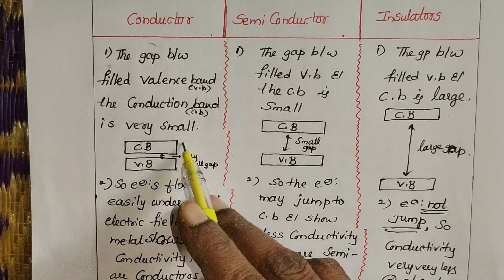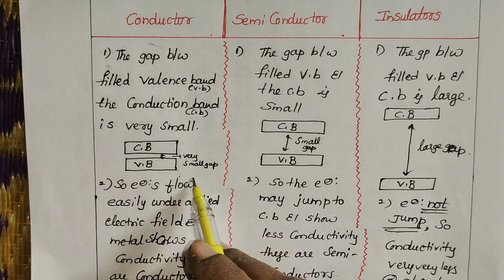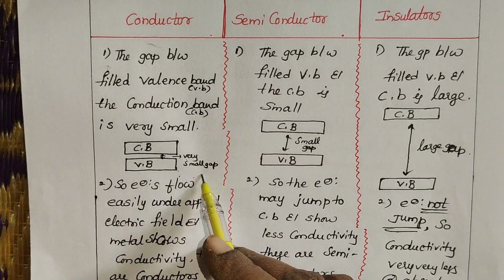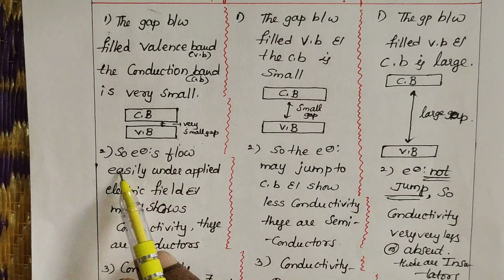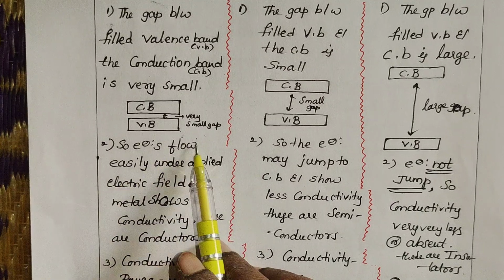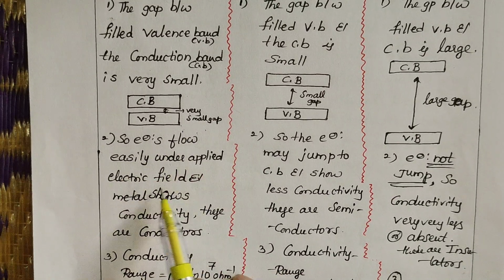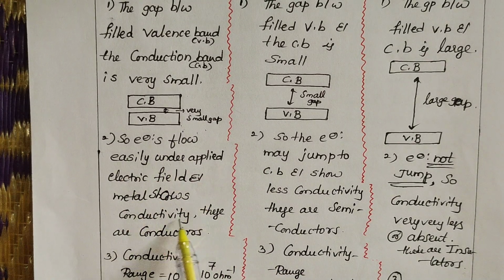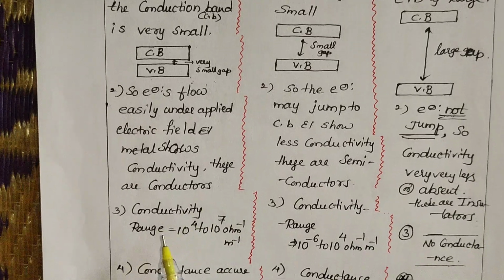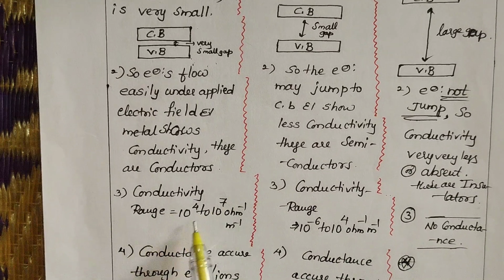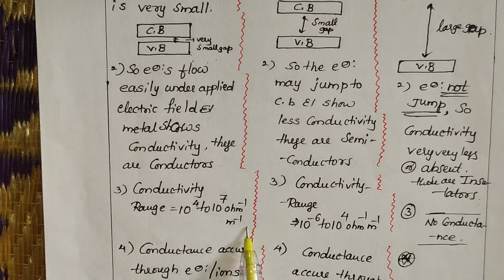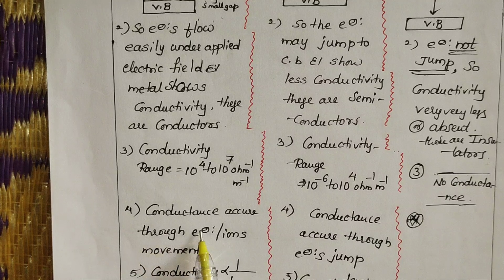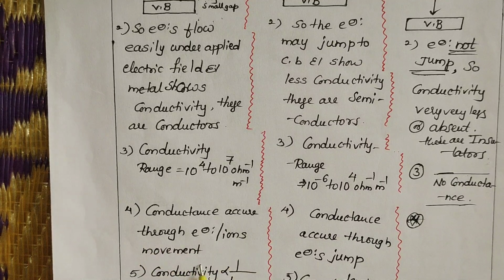In between these 2 bands the gap is very less. Gap is very less means the electrons flow easily under an applied electric field. Metals show conductivity, these are conductors. How much is the conductivity, beta? 10 power 4 to 10 power 7 ohm inverse meter inverse. Next, fourth one, conductance occurs through electrons or ions movement.